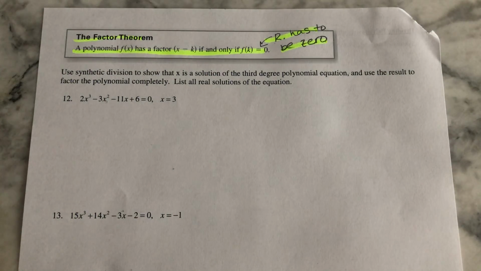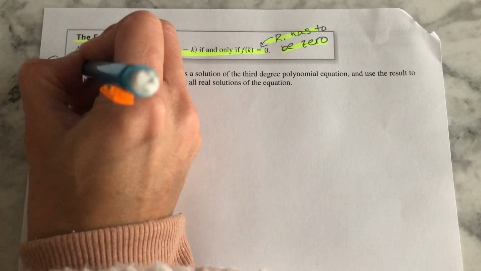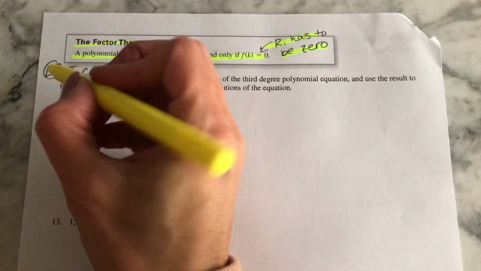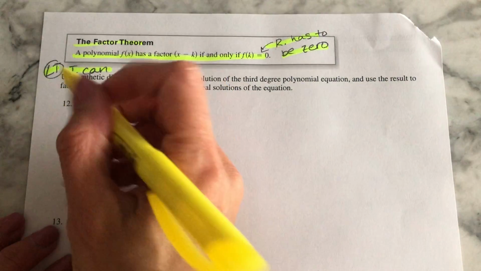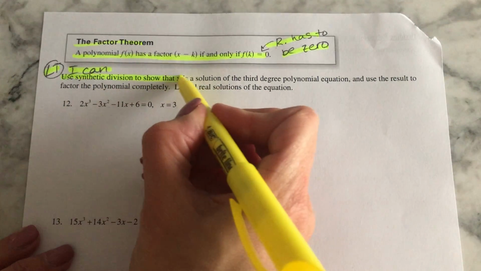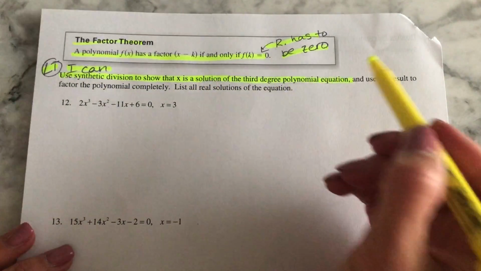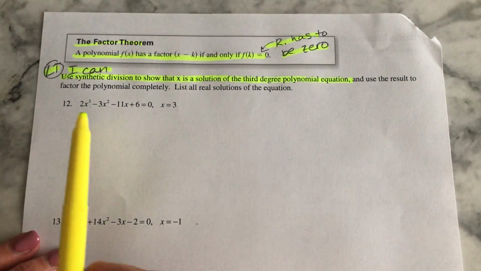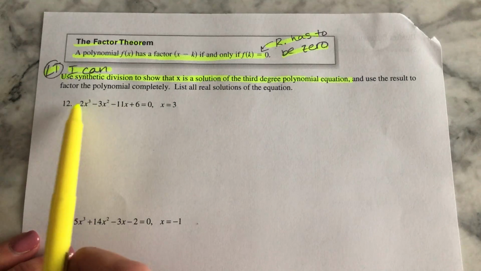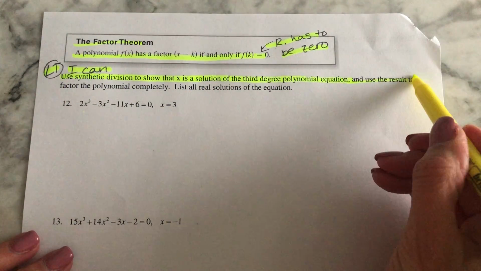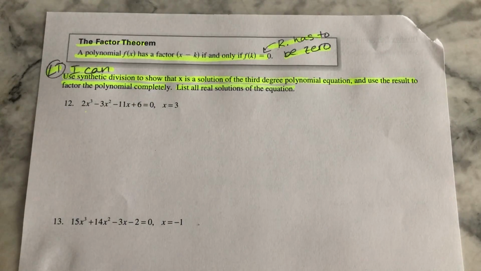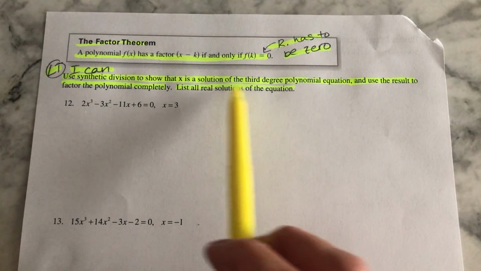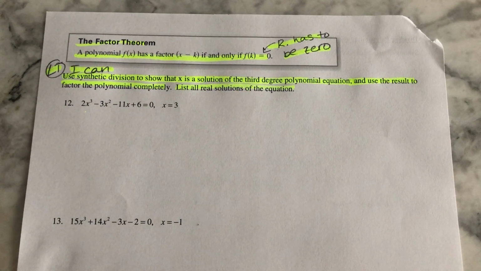All right, that pushes us into our next learning target here. I can use synthetic division. So here is yet another application of synthetic division, such a handy tool. I can use synthetic division to show that x is a solution of the third degree polynomial. That just means it starts with an x to the third degree. And then we're going to use the result to factor completely. Once it's factored completely, we can give what x equals. Those are the solutions there.